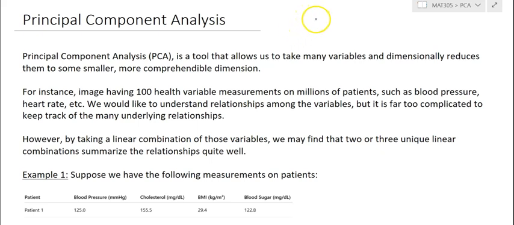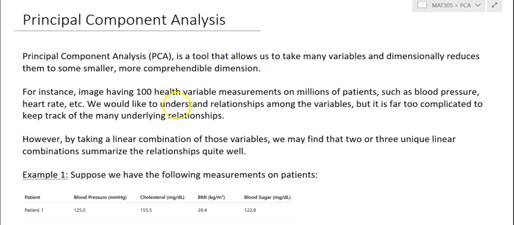So imagine that you have a bunch of data, and for instance, we may have 100 health variable measurements on millions of patients. And so the fact that you have 100 variables like blood pressure, heart rate, etc., we want to kind of understand the relationship among those variables. And more specifically, we want to see what are the most important relationships in those 100.